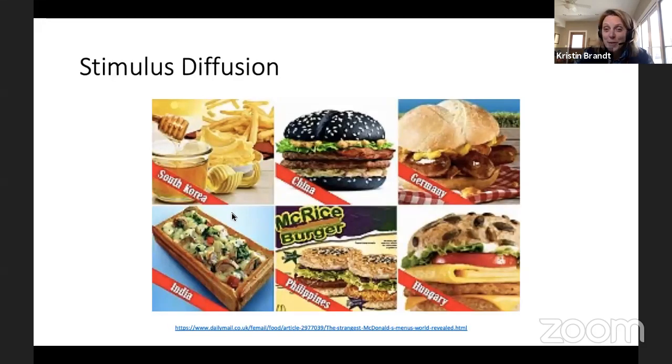My producer was happy that I did not have the golden arches on this one. And I tried to find a different image for you, because what do we notice when we talk about stimulus, right?